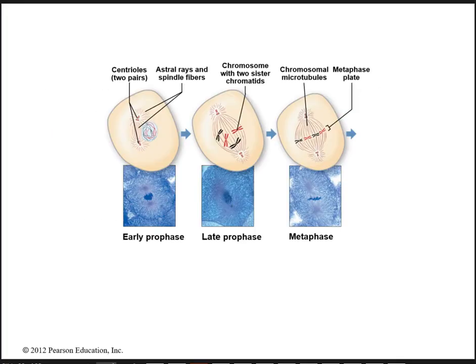So here you guys can see the whole process. Up top here is a drawing, but then on the bottom, these are actual pictures. So these are taken with a microscope of real cells that are dividing so you can kind of see what happens.